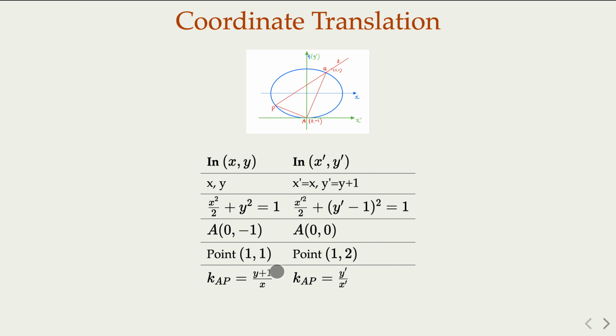Now the slope formula here is simpler. In the original coordinate it is y plus 1 over x. Here it is simply y prime over x prime because A is the origin now. All right. So that's some of the changes with the new coordinate. But again, the actual value of the slope and the shape of the ellipse, the dimension, everything remains the same. All right, that's important to know. All right, let's work with the new coordinate.